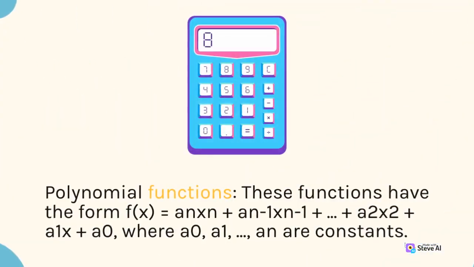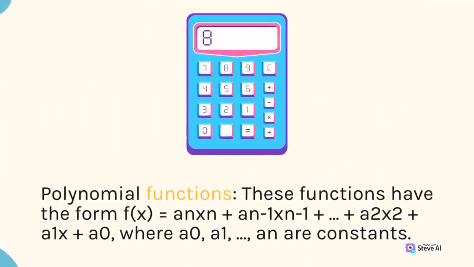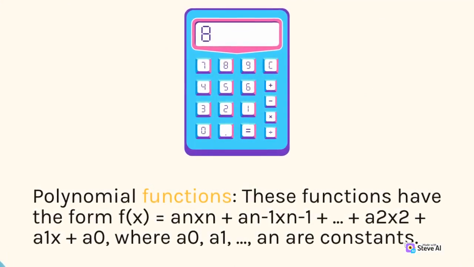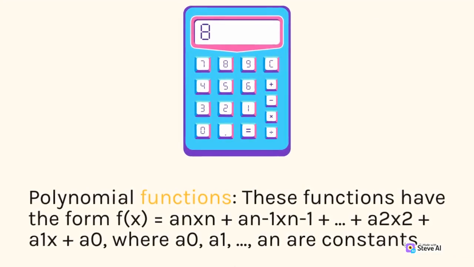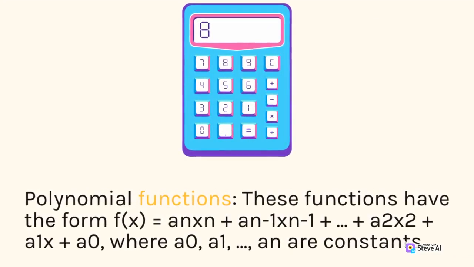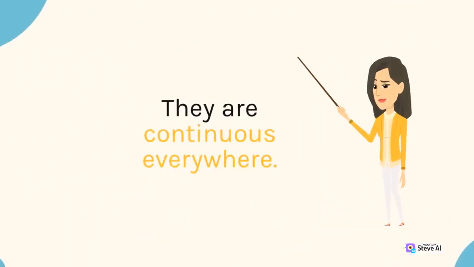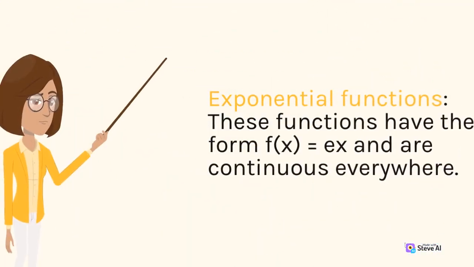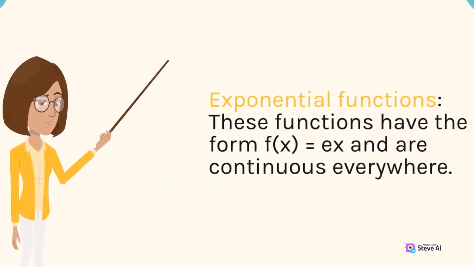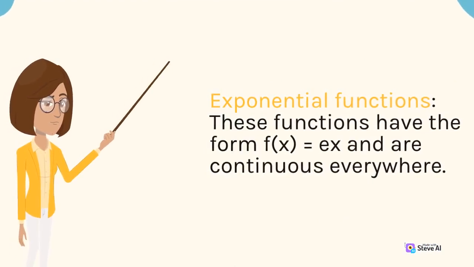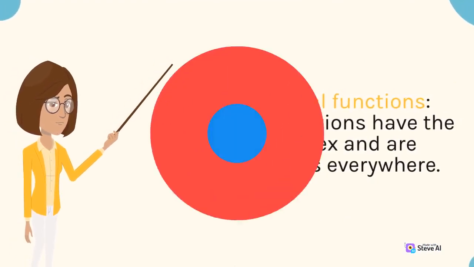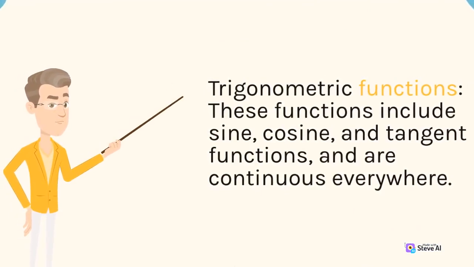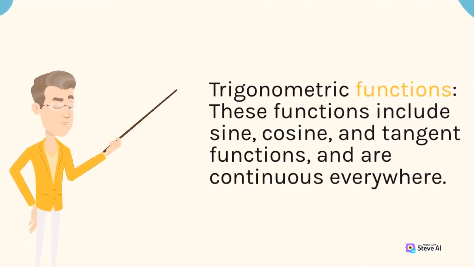Polynomial functions. These functions have the form f(x) = a_n x^n + a_(n-1) x^(n-1) + ... + a_2 x^2 + a_1 x + a_0, where a_0, a_1, and so on are constants. They are continuous everywhere. Exponential functions. These functions have the form f(x) = a^x and are continuous everywhere. Trigonometric functions. These functions include sine, cosine, and tangent functions and are continuous everywhere.